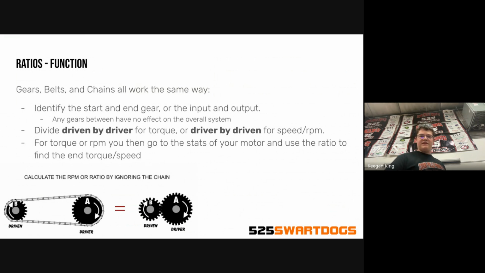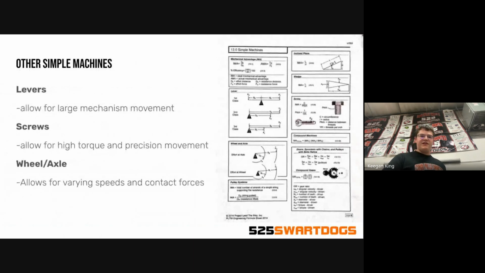Let's see. Torque and RPM maximums are technically governed by the motor you've attached it to, but overall it offers a lot of flexibility. Other simple machines that I'll just touch on quickly are levers, screws, and wheel and axle systems.